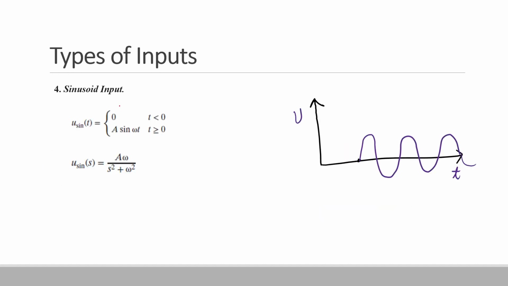Similarly, we can have the sinusoid input also, where the input changes by the function a sin omega t, where a is the amplitude and omega is the frequency. And then corresponding to that sinusoid input, we will have this input in s domain, that is a omega upon s square plus omega square, obtained by taking the Laplace transform.